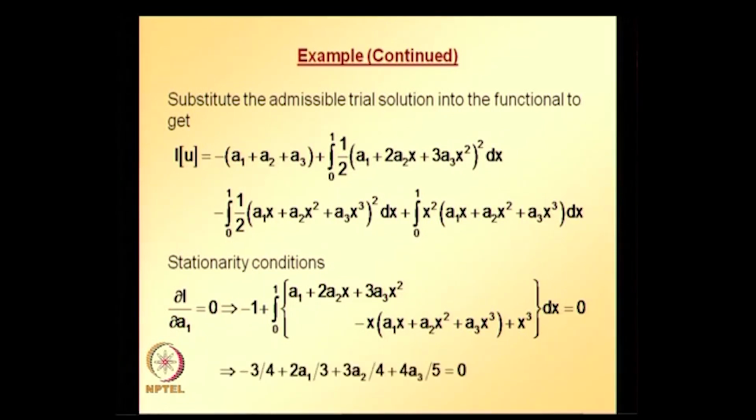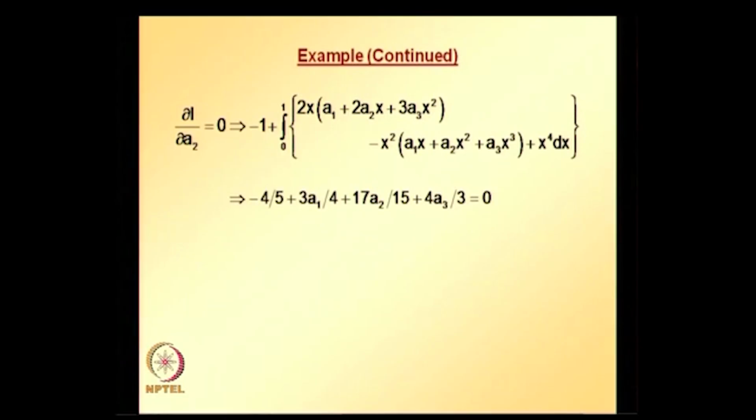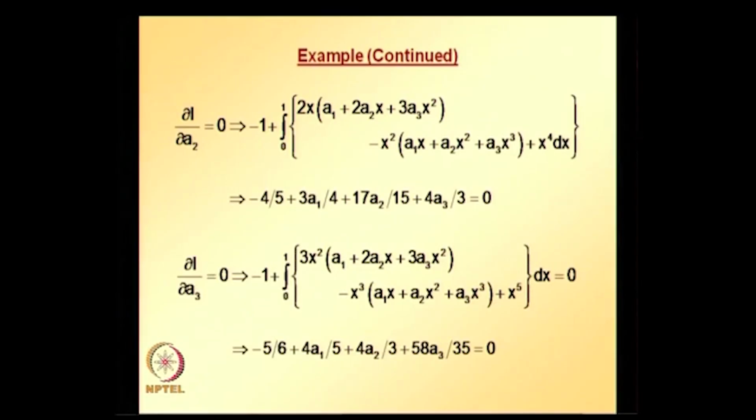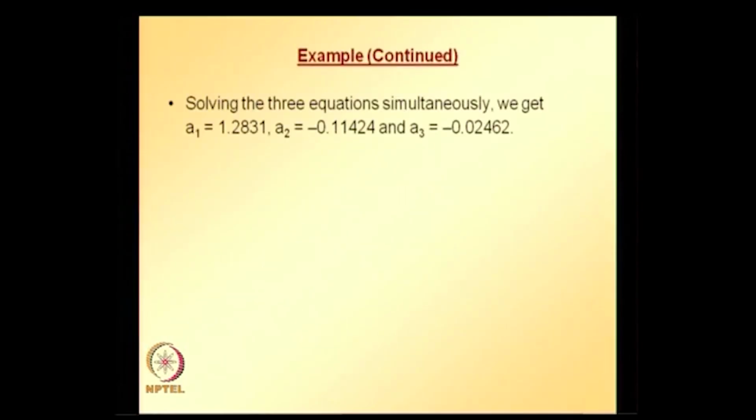Here the first condition is applied, we get one equation, and this results in this equation. Similarly, you apply the other conditions: the partial derivative of I with respect to a2 equal to 0 gives the second equation. There are three unknown coefficients to be determined, so we require three equations. You get the third equation by applying the third condition. Now you have the required number of equations. Solving these three equations simultaneously, we can determine the unknown coefficients a1, a2, a3, and the values are given there.